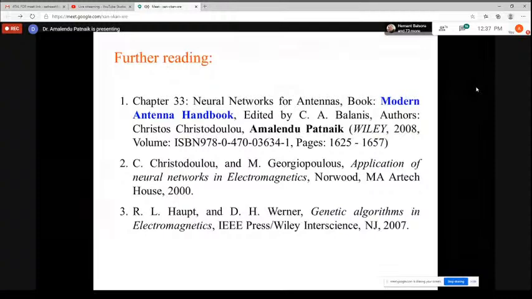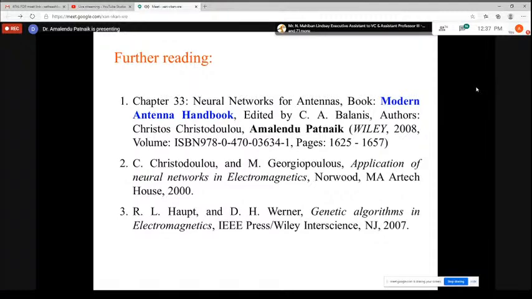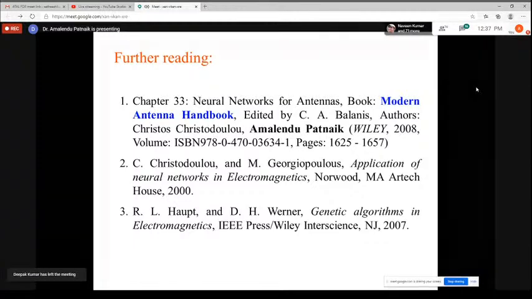For further reading, you can see one of the book chapters that I have written in the Modern Antenna Handbook by Balanis. Myself and Professor Kishk, we have written one book chapter on neural networks for antennas. You can see that particular chapter to find out what are the different ways of applying neural networks for antenna designing, where to apply, how to apply, when to apply. Those specific tidbits you can find in this chapter.